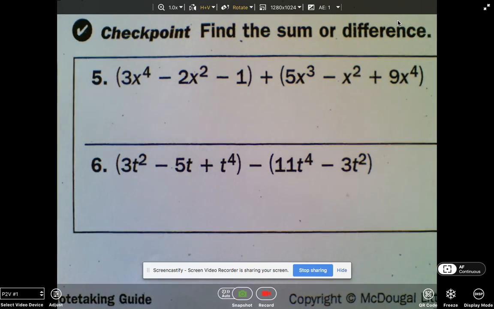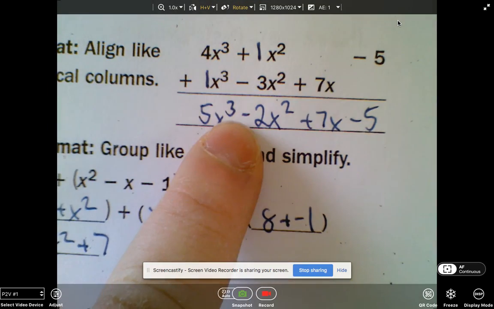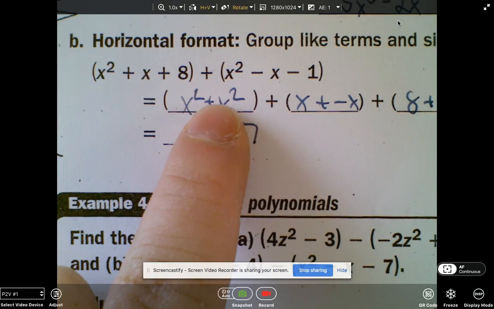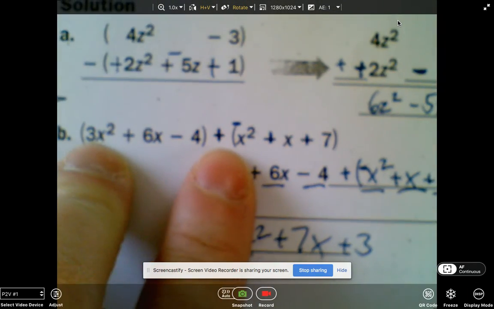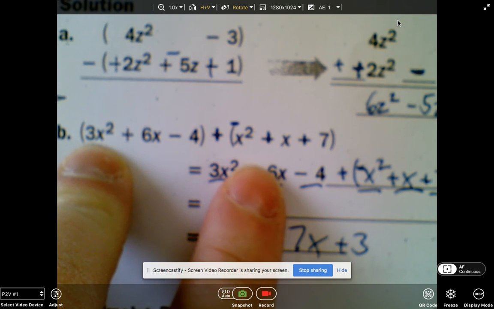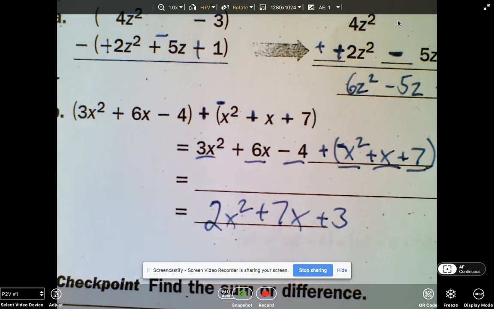Either you like to do the vertical method like this, where you line them up like that, or you like to do it horizontally and just combine the monomials or terms. But again, if it's subtraction, you've got to change everything to addition. Change to addition, change the sign for every term in the polynomial.